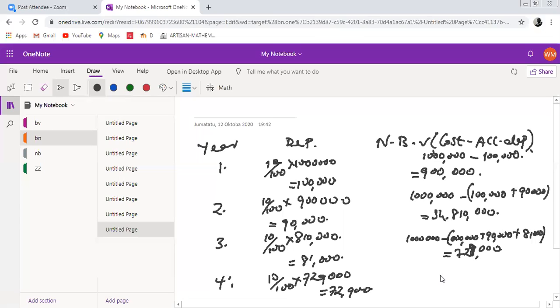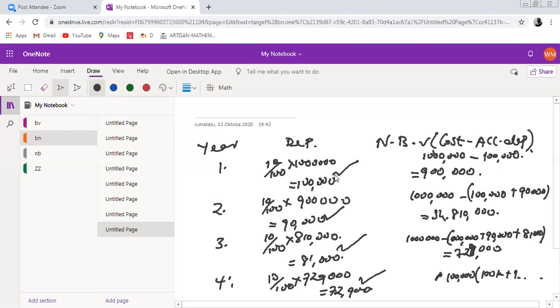So you get the net book value here. It is going to be 1 million minus 100K plus 99, like that. That is how we do the reducing balance method. You will realize the depreciation for year one was 100,000. For year two, it has reduced to 90,000. For year three, it has reduced to 81,000. For year four, it has reduced to 72,000. And that's why it is known as the reducing balance method.